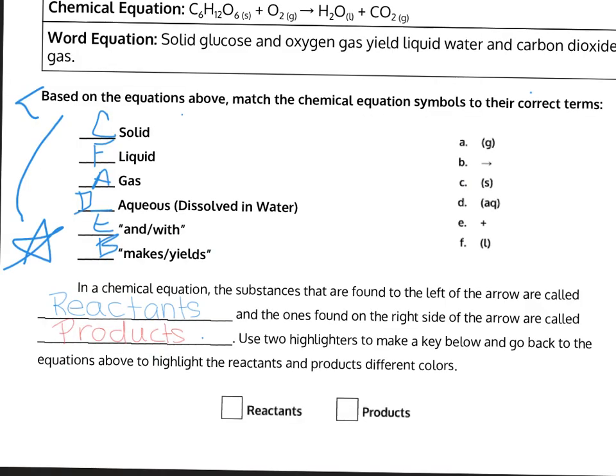In a chemical equation, the substances that are found to the left of the arrow are called the reactants, and the substances that are found on the right side of the arrow are called the products. So we're going to use two different color highlighters to make a key so that we're going to highlight the reactants and the products in the word equations. Let's do both the word equations and the chemical equations.